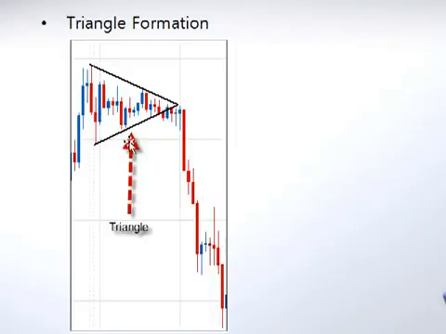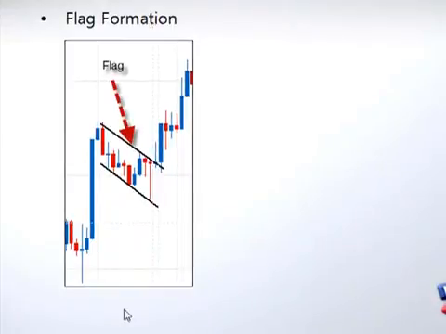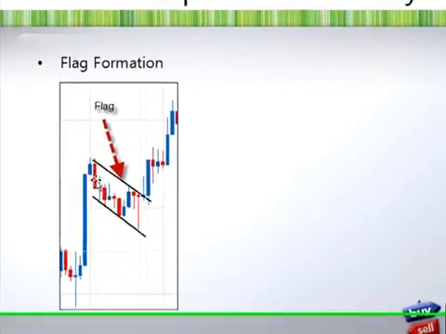A triangle formation is actually a period of consolidation. So basically there are three main types of consolidation, and I'm going to show you here in this video tutorial, and one of them is this triangle formation. Okay, and number two is the flag formation. You can see here the price made a sudden movement and then it starts to move sideways.